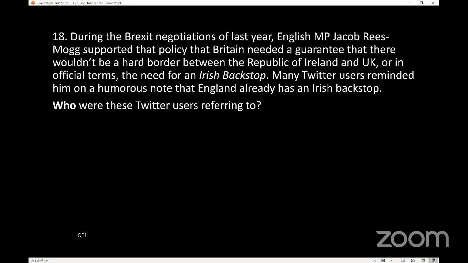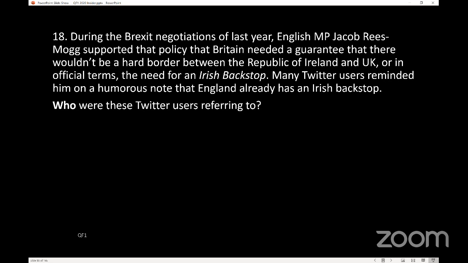So during the Brexit negotiations of last year, English MP Jacob Rees-Mogg supported the policy that Britain needed a guarantee that there wouldn't be a hard border between the Republic of Ireland and the UK. On official terms, the need for an Irish backstop. So an Irish backstop is some sort of guarantees for trade and all of that. So many Twitter users reminded Jacob Rees-Mogg on a humorous note that England already had a very successful Irish backstop. So who were these Twitter users referring to?